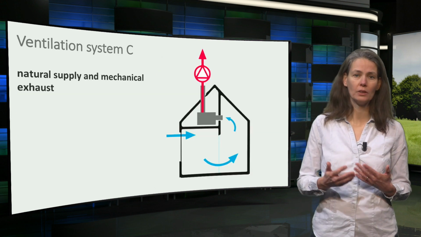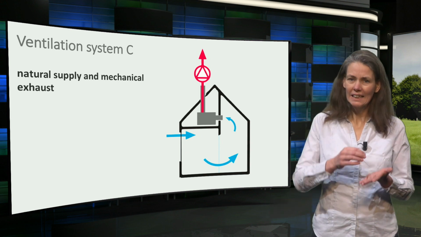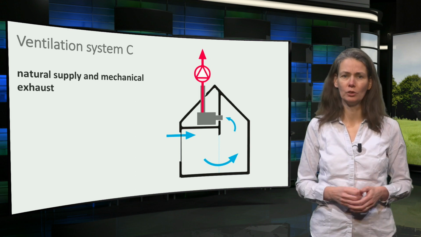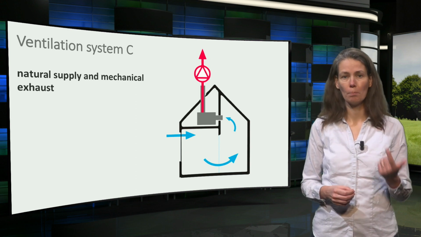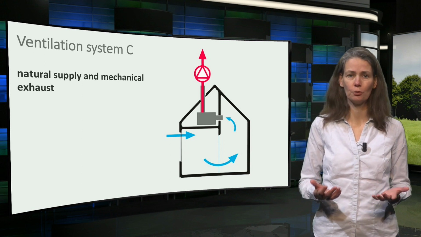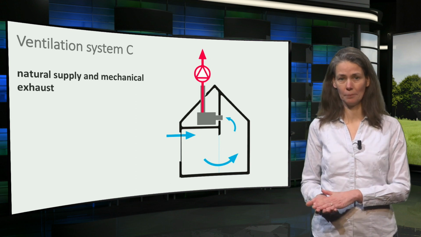The air that is supplied to the room must also leave the room, and preferably directly at the source of the pollutants. In the Netherlands, a mechanical exhaust is prescribed in kitchen, bathroom and toilet for dwellings. In the Netherlands, a natural supply and mechanical exhaust system is called System C.